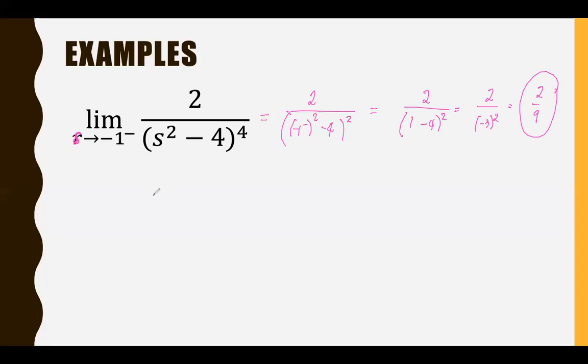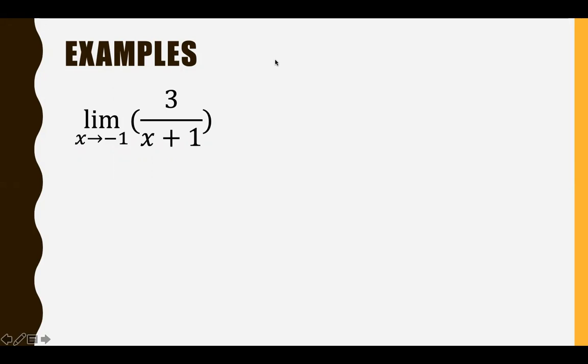Okay. So let's proceed to the last example we have here. The limit of 3 over x plus 1 as x approaches -1. Let's try to do some inspection here. It is approaching -1. However, it's a two-sided limit. Now, if you substitute -1 into the denominator, it will be 0. So therefore, there is a greater chance that you will be applying infinite limits.